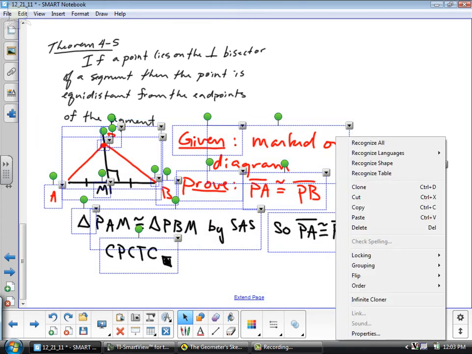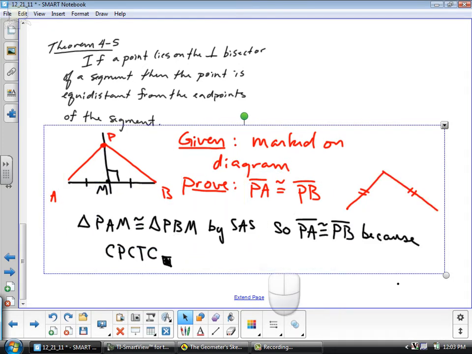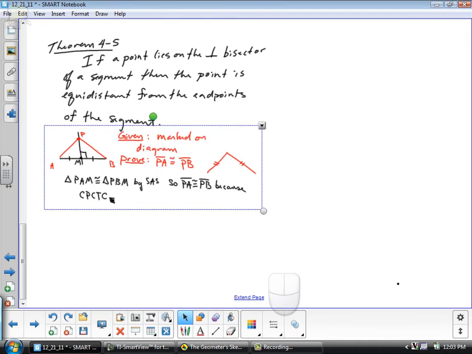Our next theorem then, Theorem 4-6. If a point is equidistant from the endpoints of a segment, then the point lies on the perpendicular bisector of the segment.